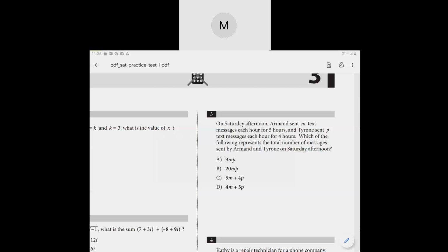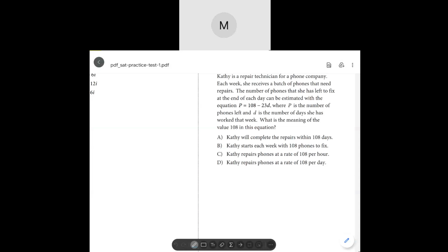We talked about linear equations. So this next question focuses completely on linear equations. Again, now let's try to do it the way I told you before. We don't need to read the whole question. The important thing I see here is P equals 108 minus 23D. P is the number of phones left. D is the number of days. And what's the value of 108 in this equation? So basically, from the items that I have underlined so far, I know that P is some number of phones left, which means she starts off with something, and then every day 23 is getting decreased from that number. The equation tells me that I'm starting at 108, and every day, right here, there is a decrease of 23.